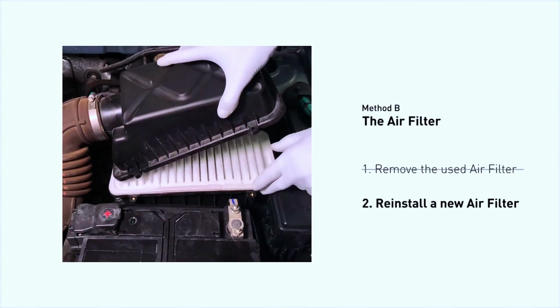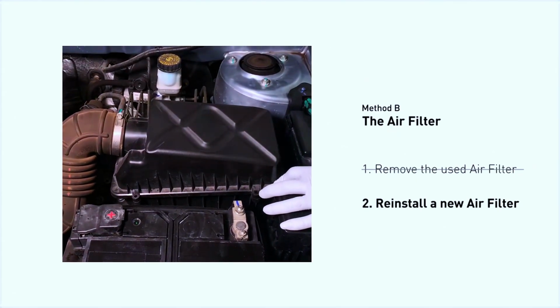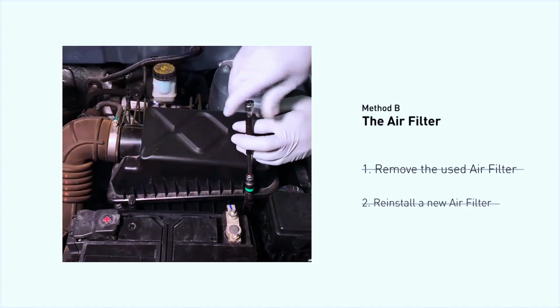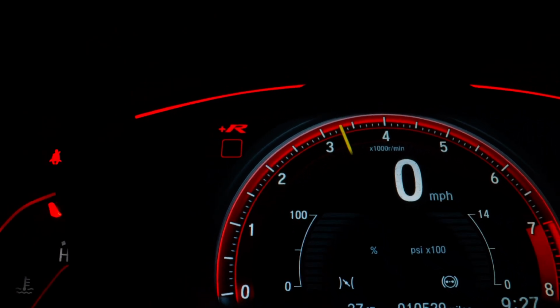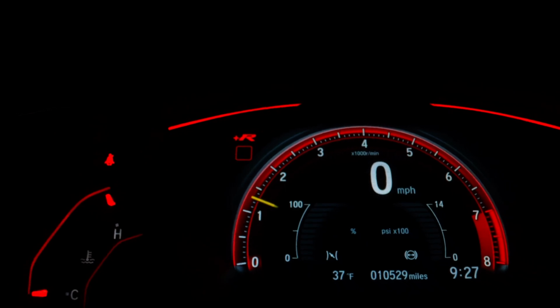Make sure the outer seal is seated properly before closing the cover. Close the cover and replace the clips and screws. Once everything is fixed, clear the code using the scanner, start the engine and take it for a test drive to ensure the check engine light doesn't come back on.